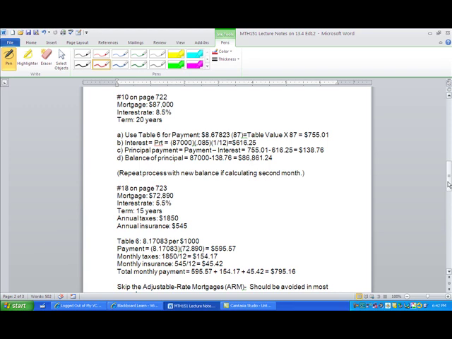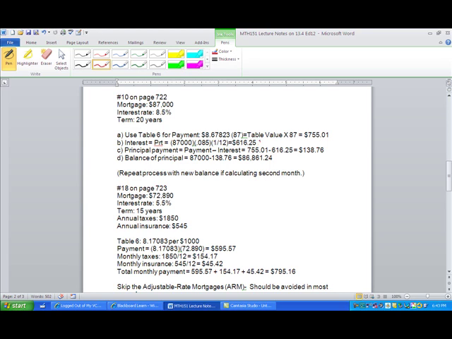Step two is we want to figure out the interest using the simple interest formula. So we take 87,000 times 8.5%, 0.085. Again, note it's a decimal. And because we're talking about a monthly payment, the interest for the month we calculate as 1/12 of a year. Okay, so we get $616.25.